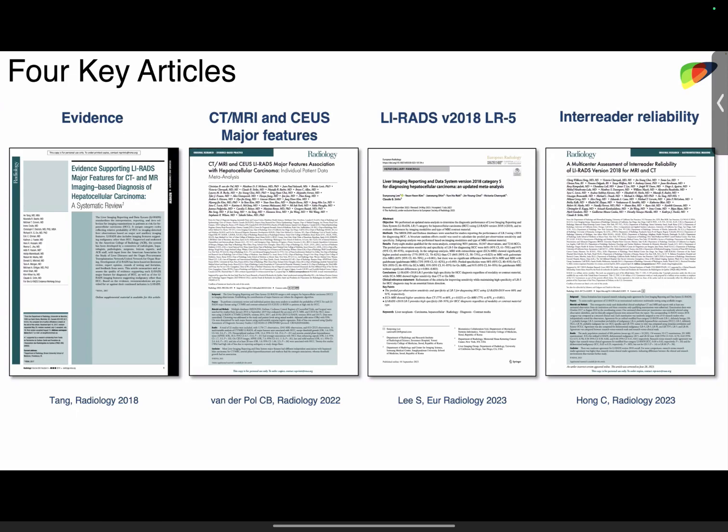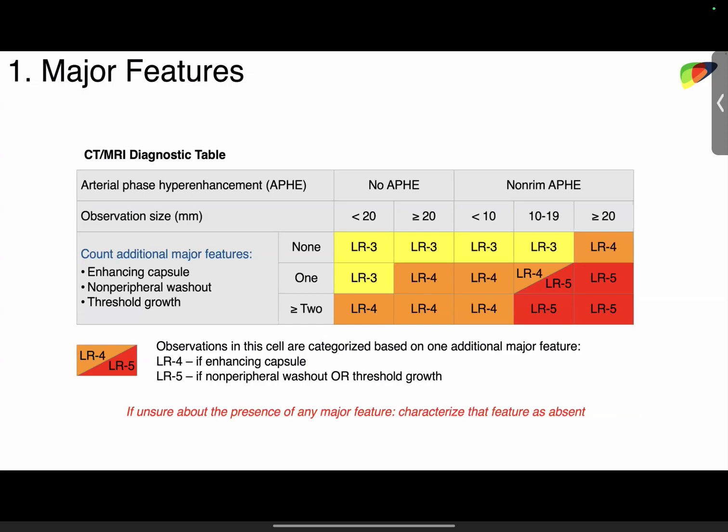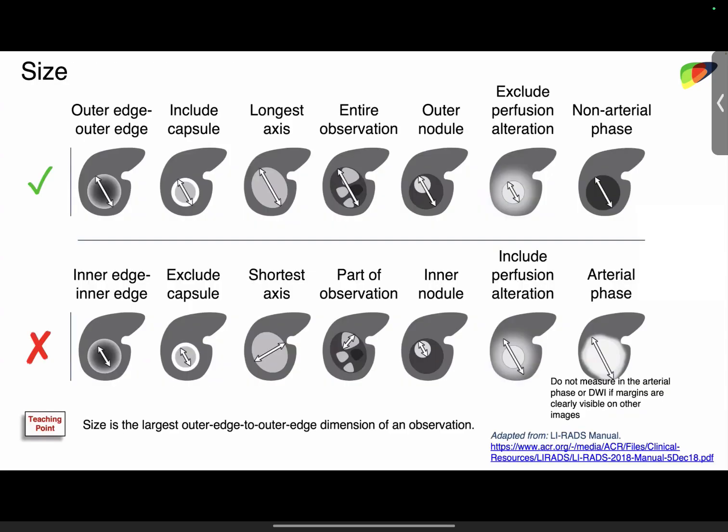So Victoria eloquently discussed the LI-RADS CT and MRI algorithm, which we follow from top to bottom. If observations are not categorized according to the categories above, one of the 3 following categories should be assigned according to the table on the next page: LI-RADS 3, 4, or 5. We've seen that the major features are observation size, non-rim APHE, enhancing capsule, nonperipheral washout, and threshold growth. I will briefly discuss each of these in the context of evidence supporting their use.